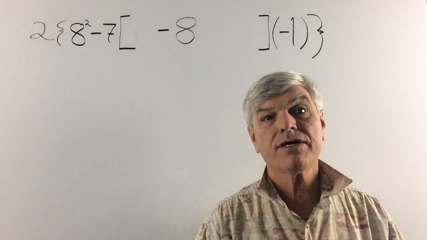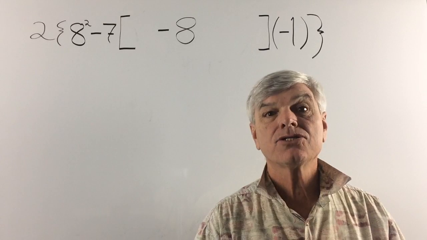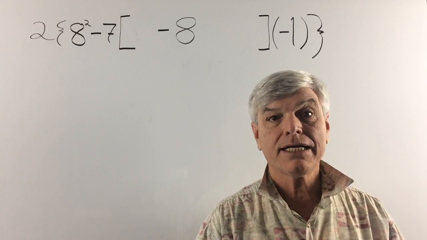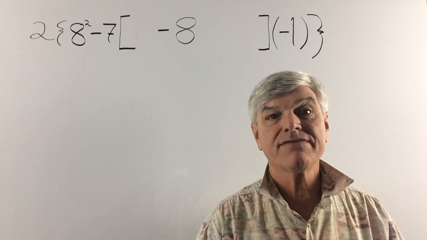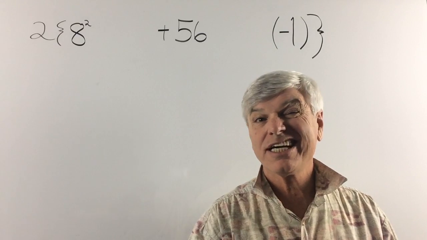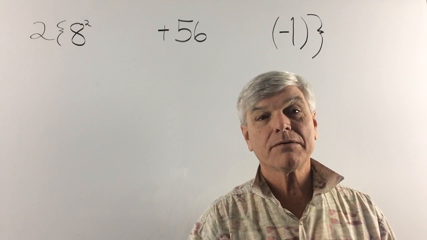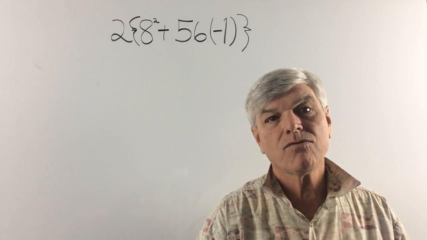Now we have no more functions to perform on the innermost parentheses, which is the bracket. So let's multiply the bracket times the number that is next to it. That would be -7. -7 times -8 is positive 56. And our numbers are starting to get a little far away from each other, so let's bring them closer together. Now the innermost parentheses is the -1.